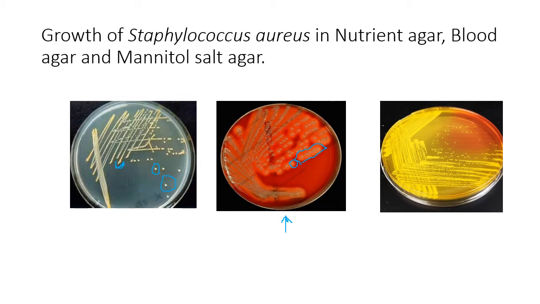Now this medium is mannitol salt agar, and mannitol salt agar is a selective medium because it allows staph to grow and not the others. So the salt in this medium makes it selective for Staphylococcaceae, and mannitol is an indicator sugar which is used for differentiating Staph aureus from the other staph. So mannitol is fermented, and so the pH changes to acidic and the bacteria will look yellow.